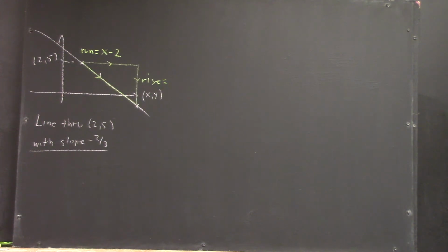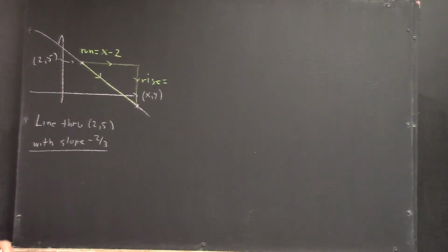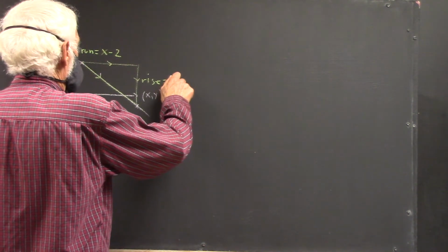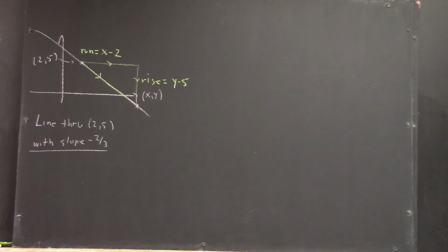Well, you don't have a y coordinate for the second point. All you've got is y. Okay, so think about that. Okay, so the rise is the y coordinate minus the y coordinate. It's y minus 5. Okay?